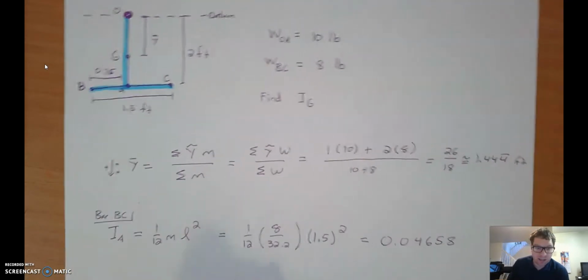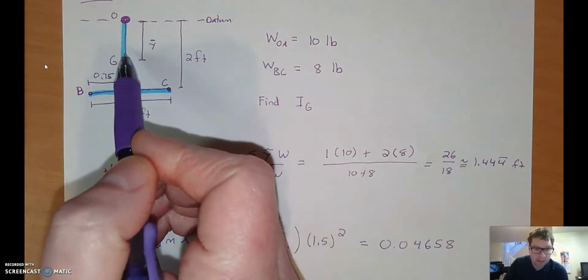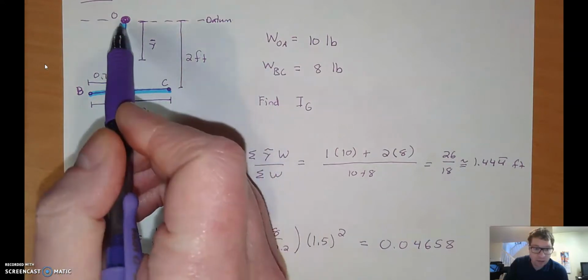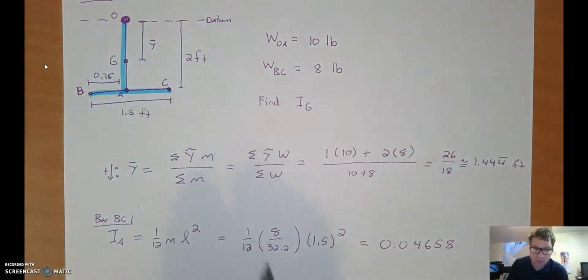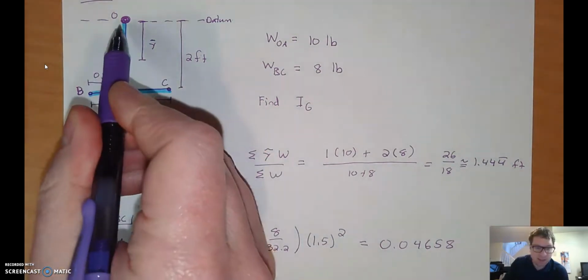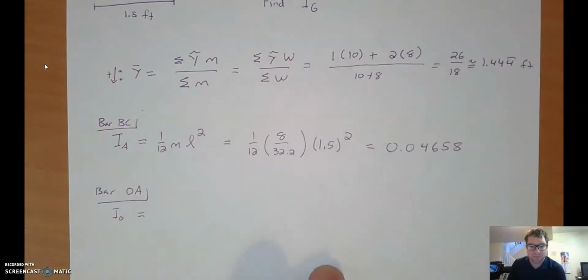So let's go look at bar OA. We could do it about its center, but for practice, I'm going to go about O. Also, the center is really close to G. It's not exactly G, so let's not confuse ourselves. So I'm just going to go at the top up here at O. Now we're looking at bar OA. We're going to find IO, the mass moment of inertia about O.